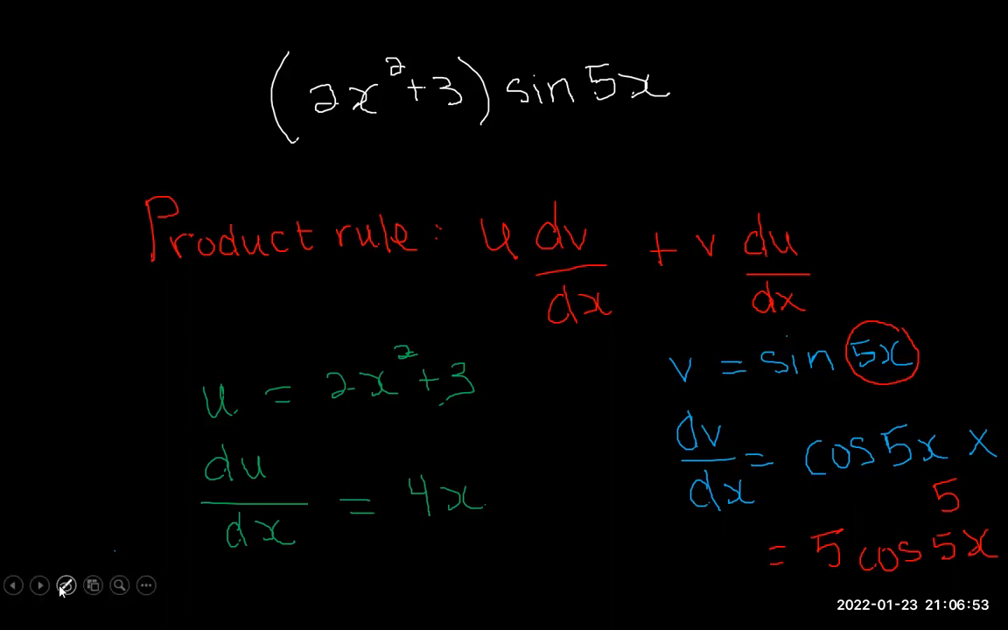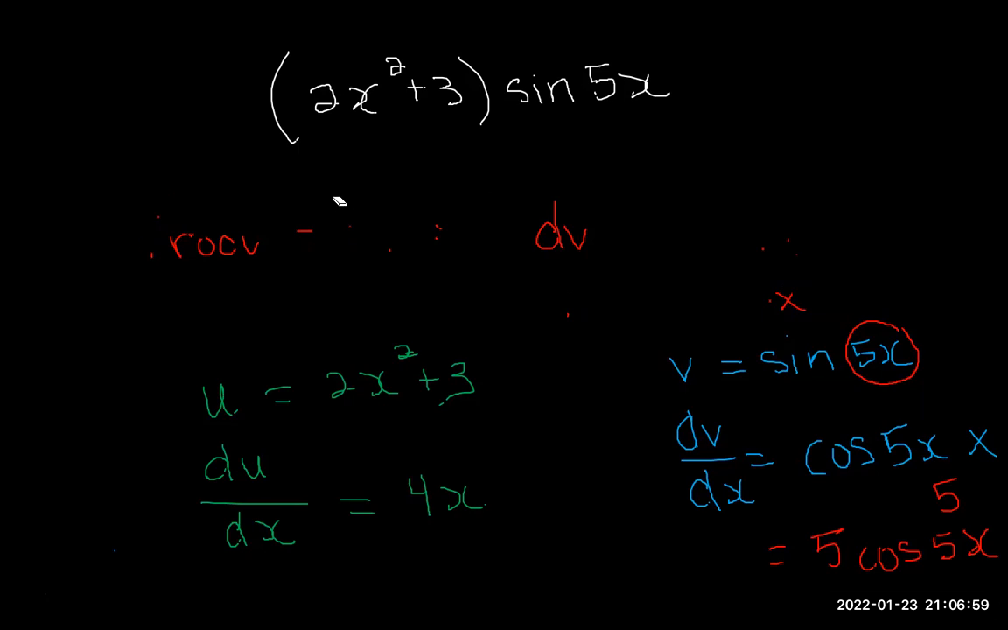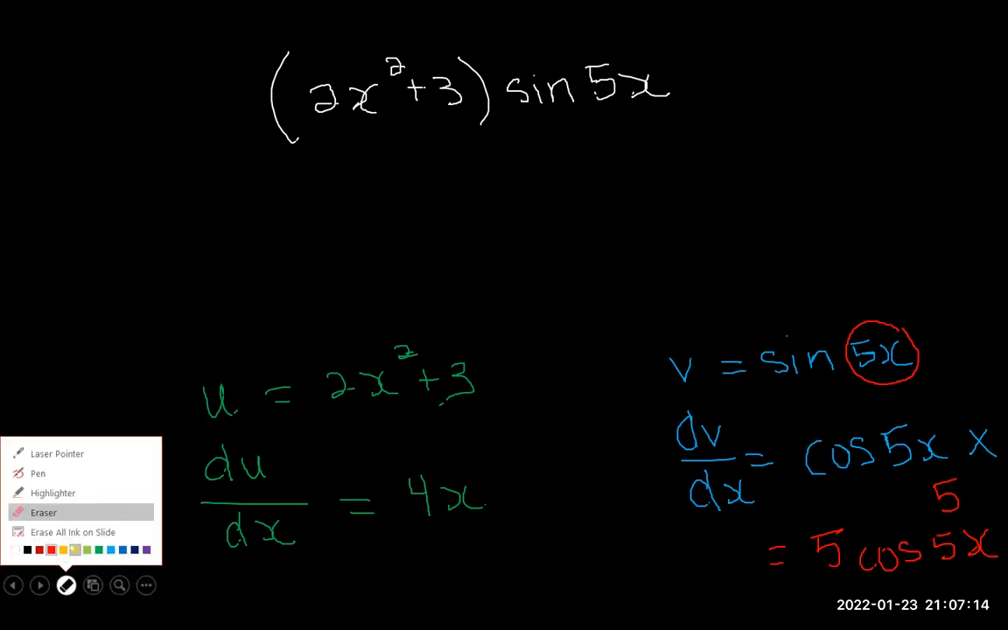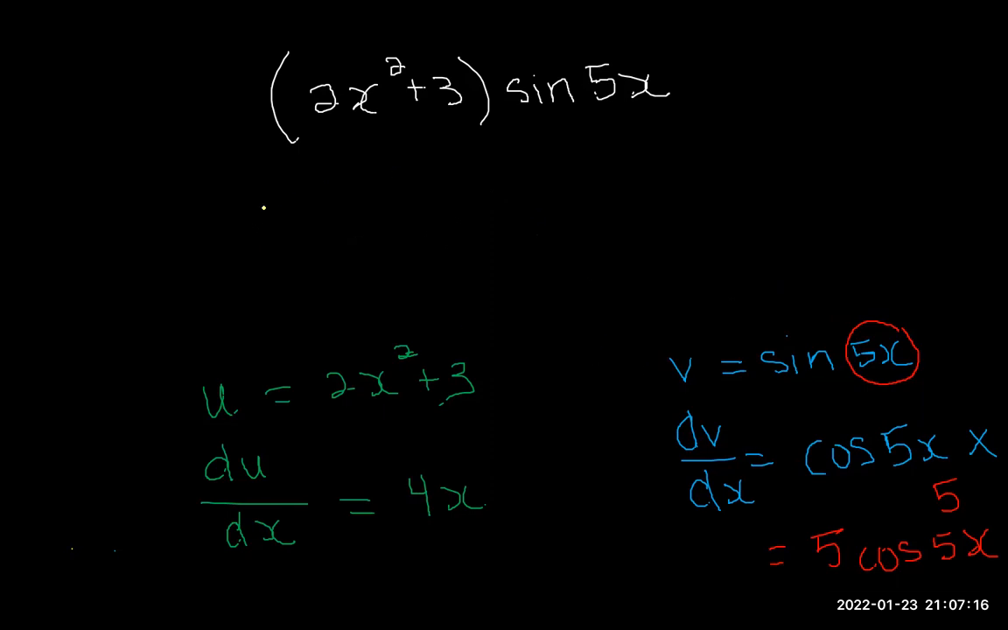Okay. So now that we know du on dx is 4x, dv on dx is 5 cos of 5x. Oh, I erased the wrong thing. Anyways. So according to my product rule, it's u dv on dx. So u is this. Let me erase this top part.